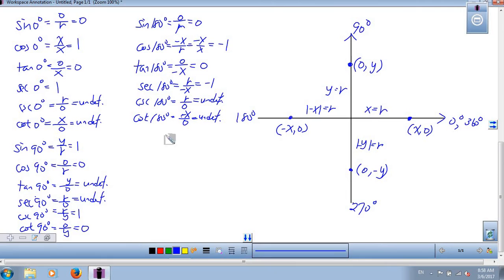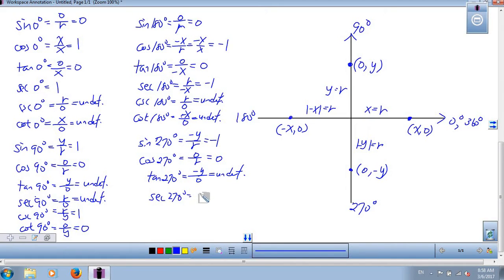Alright, lastly, let's look at sine of 270 degrees. So we're trying to just derive everything that we see here. So it's going to be negative y over r, which is going to be negative 1, because r is equal to y. Cosine of 270 degrees is going to be 0 over r. It's going to be 0. And tangent of 270 degrees is going to be equal to negative y over x, which is 0, so it's undefined. So 270 degrees doesn't have a tangent value. Secant of 270 degrees is going to be r over 0, so it's undefined as well.